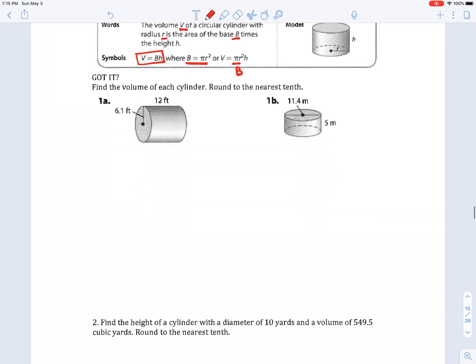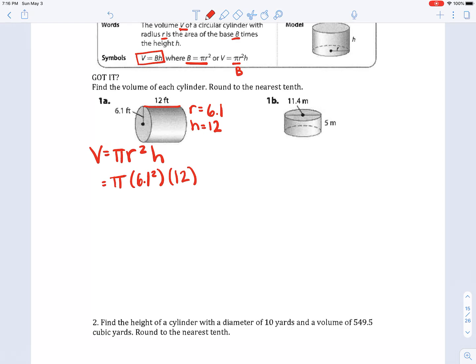1a, find the volume of each cylinder, round to the nearest tenth. So I'll start by writing the volume formula for the cylinder. Pi r squared times h. And now I'm going to fill in the pieces. Well, I see that r, the radius, is 6.1. And h, the height, the thing connecting the two bases, is 12. So I'll plug that into my formula. Pi times 6.1 squared times the height of 12.